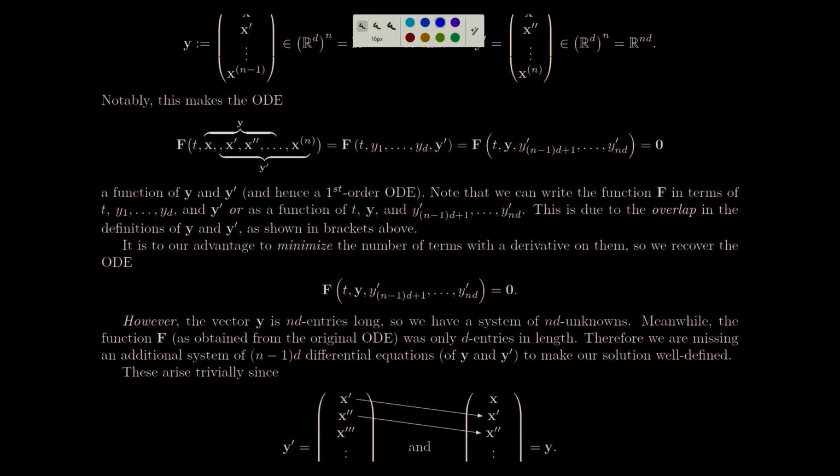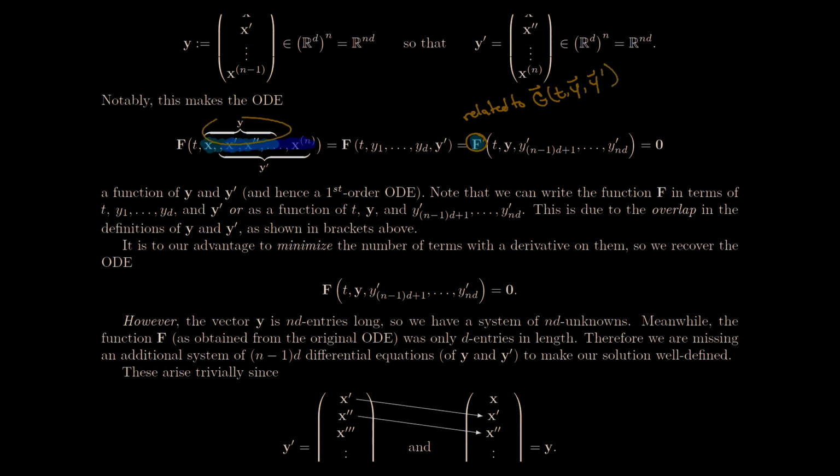because when I look at the function in the original ODE, this capital F, you can see y prime show up and you can see y show up, which means that in some sense this is going to be related to g, the vector g, which was a function of t, the vector y, and the vector y prime. I've kept the vector y there, and I've only included the last d entries of y prime. So the last d entries of the vector y prime have been included, and the entire vector y has been included.